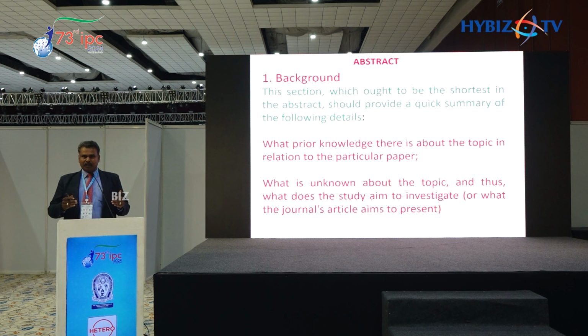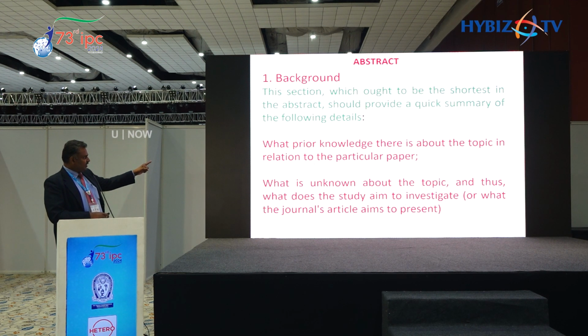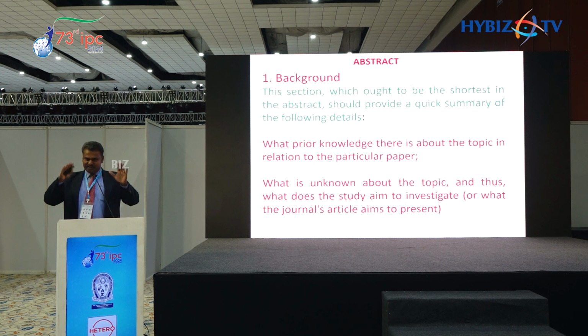So after the title, you provide the author names, affiliations, and the corresponding author details. That's all for the first page. Second page, abstract. Immediately start with the abstract, which may be structured or unstructured. Don't start suddenly with the aim of the present study. The first sentence of the abstract should state what prior knowledge there is about the topic in relation to the particular paper, what is unknown about the topic, and thus what the study aims to investigate, or what the journal article aims to present. So you pitch the problem statement in the first line, and that problem is going to be solved by your study.